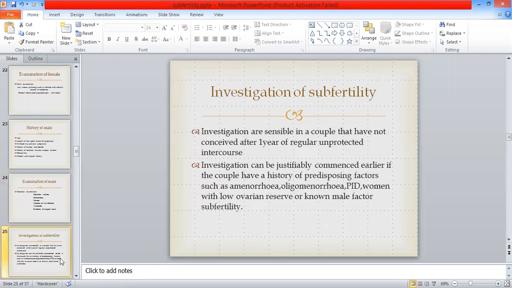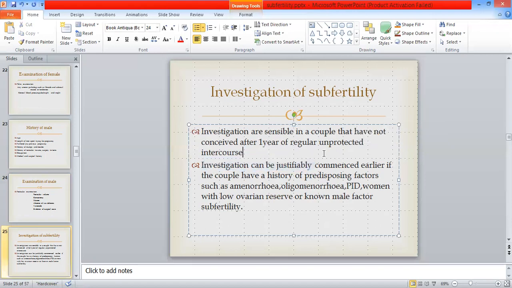Now, coming towards the investigations. What investigations will we advise a couple seeking advice for subfertility? It is usually preferable to diagnose the cause of subfertility so that appropriate treatment can be targeted to a specific pathology. That means detailed history will be taken to look for the proper cause of the subfertility, so the investigation should be cause directed, not random investigation.